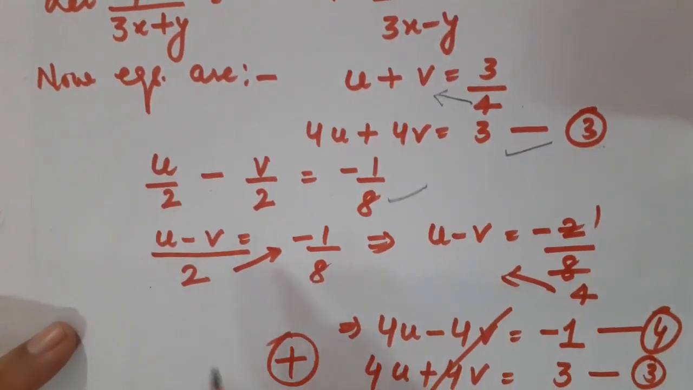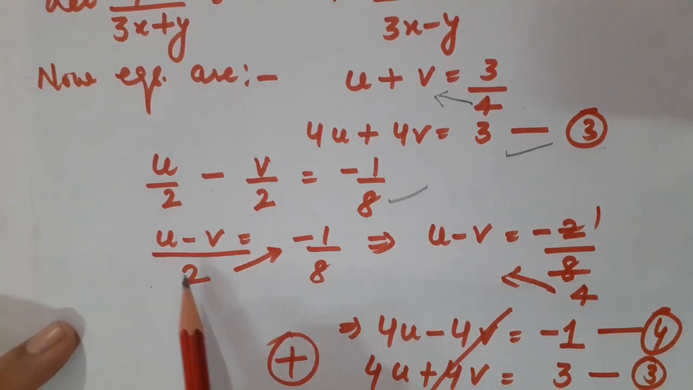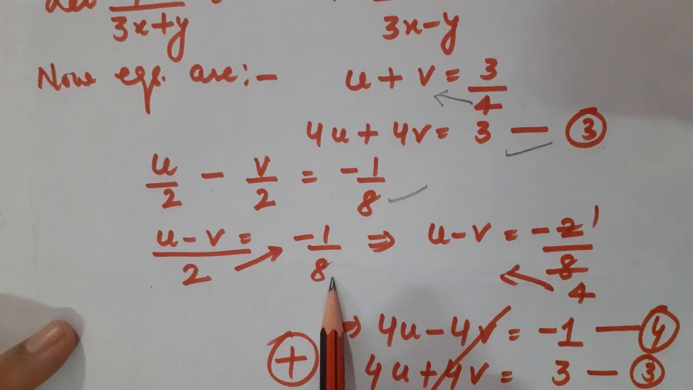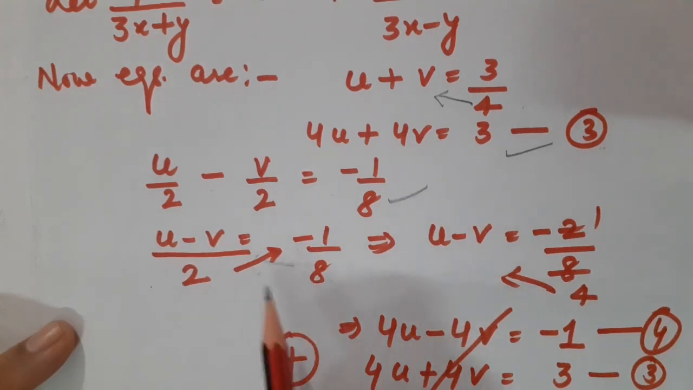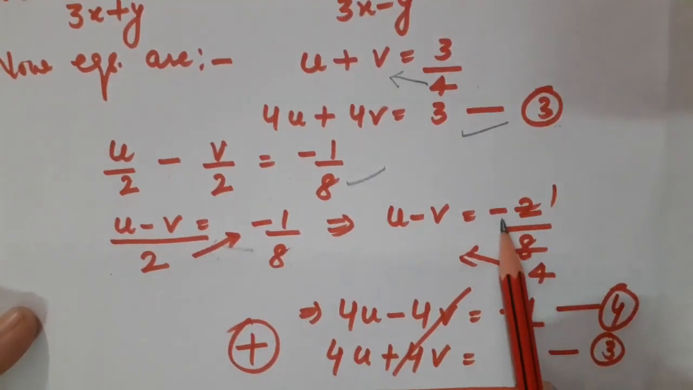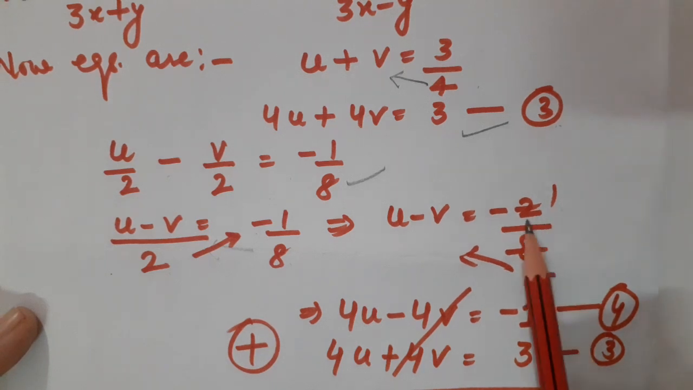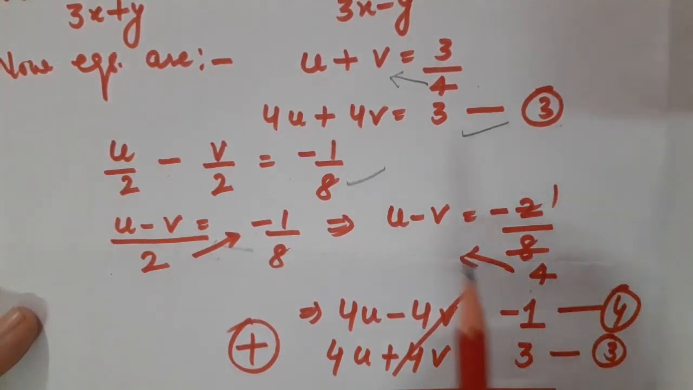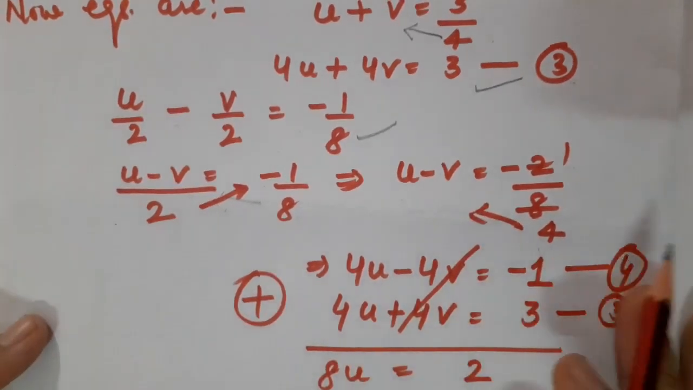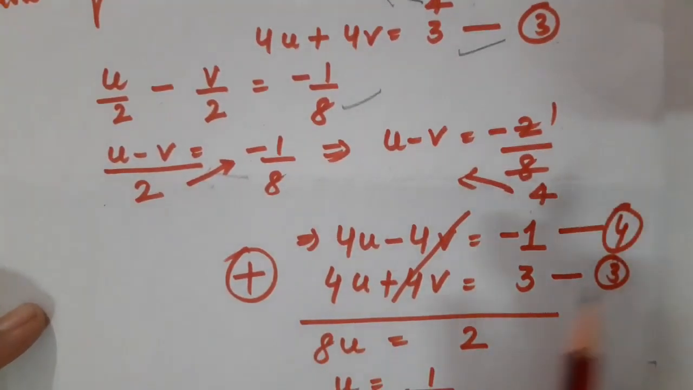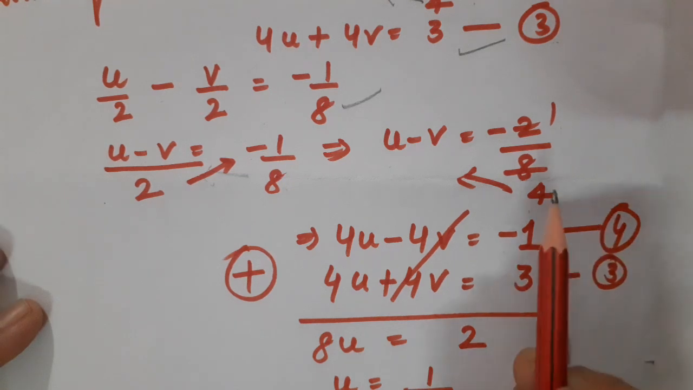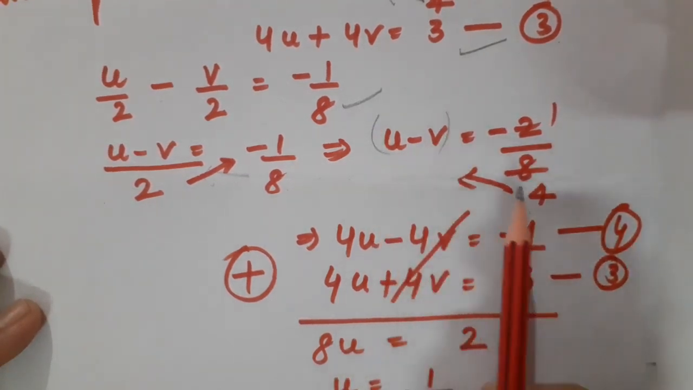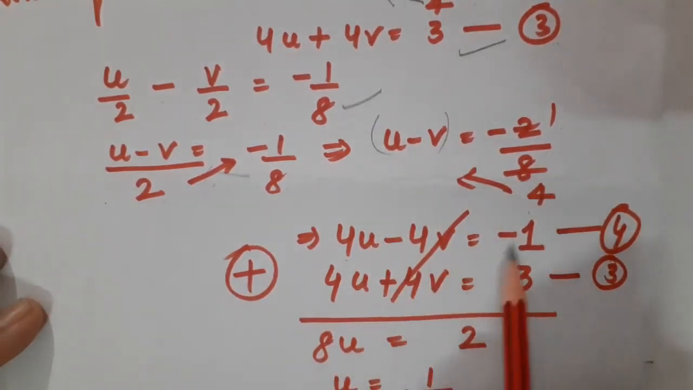Taking 2 as LCM, you will be getting u minus v upon 2 is equal to minus 1 upon 8. While cross multiplying, this 2 will go on the right hand side. Cancel them, you have got minus 1 upon 4. Fine. Now cross multiply. You have got 4u minus 4v is equal to minus 1. This is equation number 4.